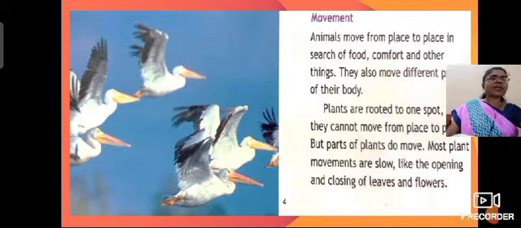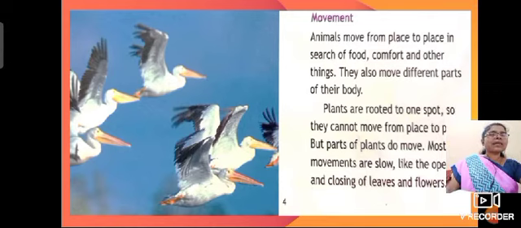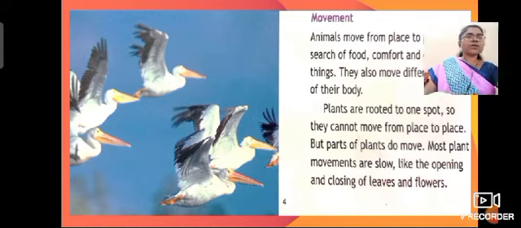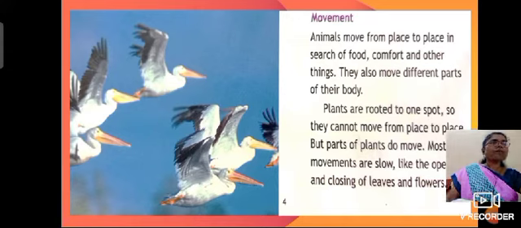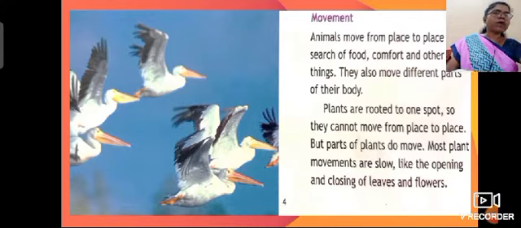Movement. Animals and birds. You can see here birds are flying, isn't it? Animals move from place to place in search of food and comfort and other things. They also move different parts of their body. And plants are rooted to one spot. They cannot move, but they'll grow. So they cannot move from one place to another place.